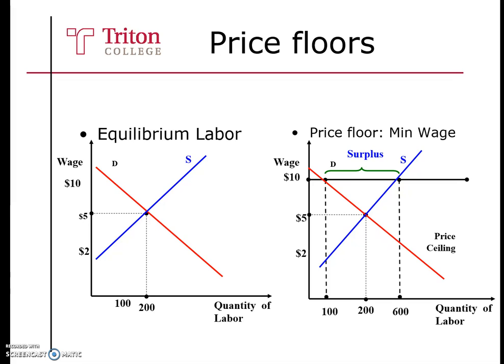When a price floor is in force, there will be a surplus. In this case, quantity supplied, in this case 600, exceeds quantity demanded of 100. In this case, there will be a surplus of 500.